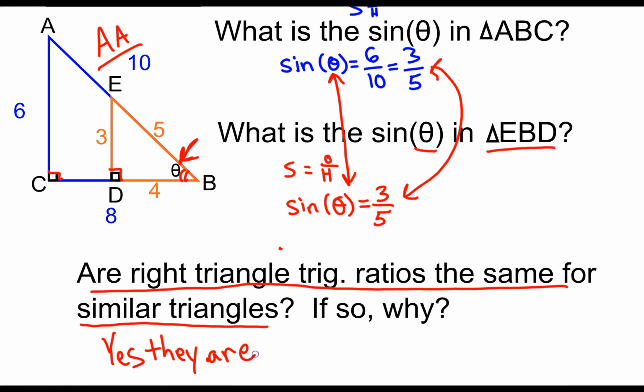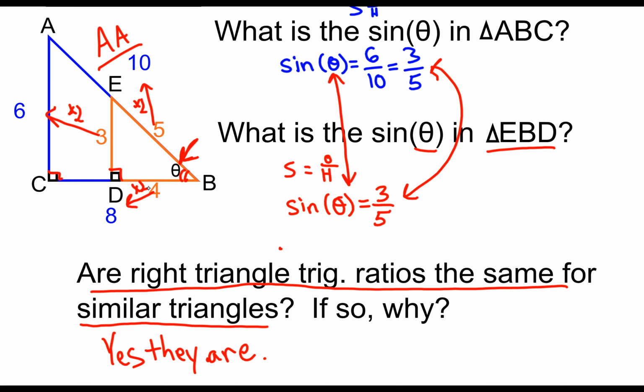So if you guys remember, when we have similar triangles, that means the sides are proportional, meaning that 3 relates to 6 the same way that 5 relates to 10, the same way that 4 relates to 8. And if you look, aren't those all just times 2? So they have that same relationship. That's called our scale factor, right? And that relationship is that proportionality.